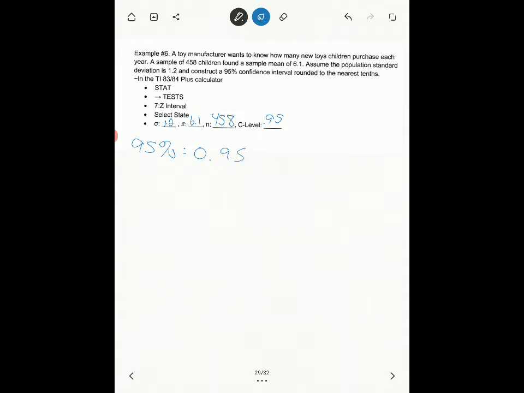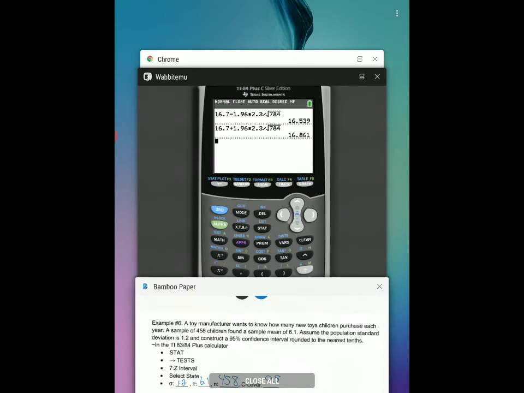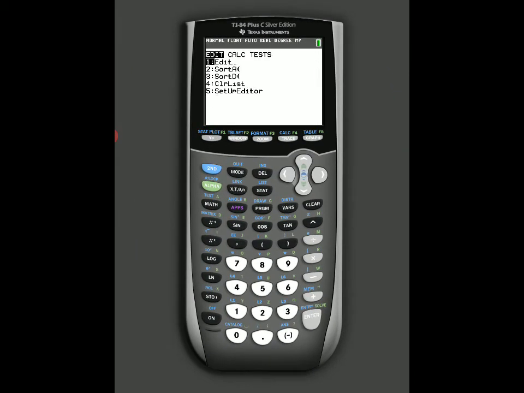So we're going to do this one in the calculator because the calculator does do this for you. We're just going to hit the stat button, arrow over to the word test, and for my calculator it's number 7. And so I've already got these in here. So our sigma is 1.2, our x bar is 6.1. You can just type those in. Our n is 458, and our C level needs to be in the form of a decimal, which is 0.95. And then you click calculate. And we get 5.9901 to 6.2099.